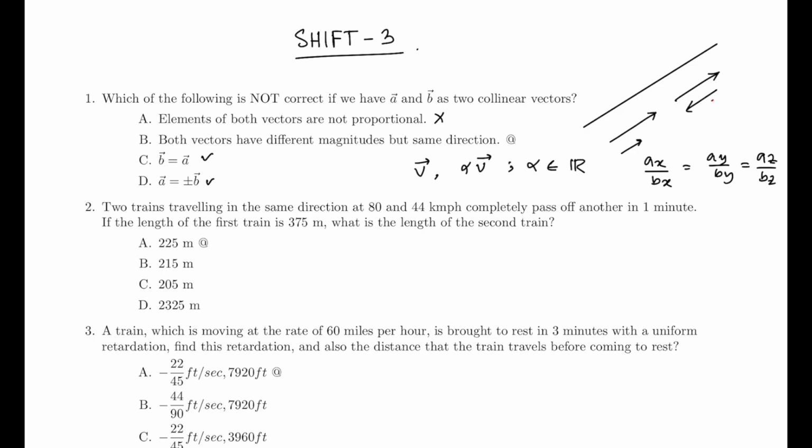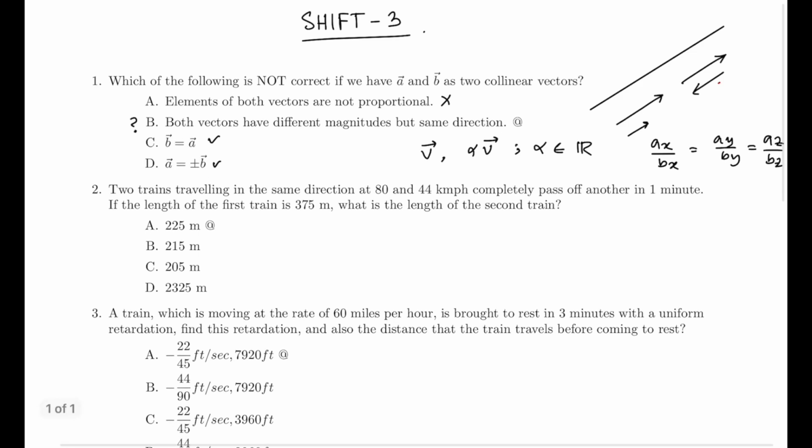By the way, the official answer is given as option B. So I'm not sure that this is an incorrect statement. I think it's a correct statement. So let's move on. The second problem says two trains are traveling in the same direction at 80 and 44 kmph and completely pass each other in 1 minute. So if the length of the first train is 375 meter, what is the length of the second train?